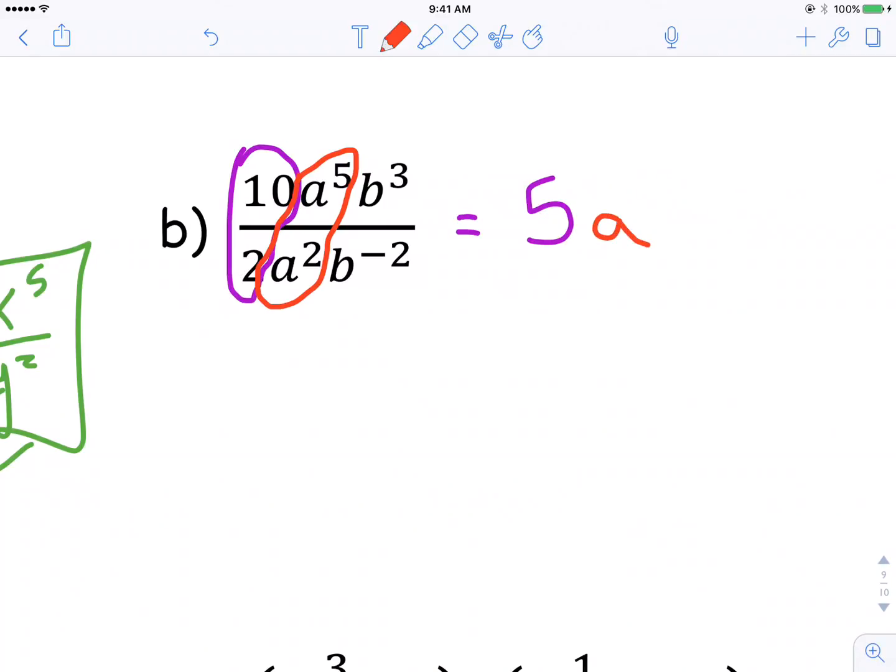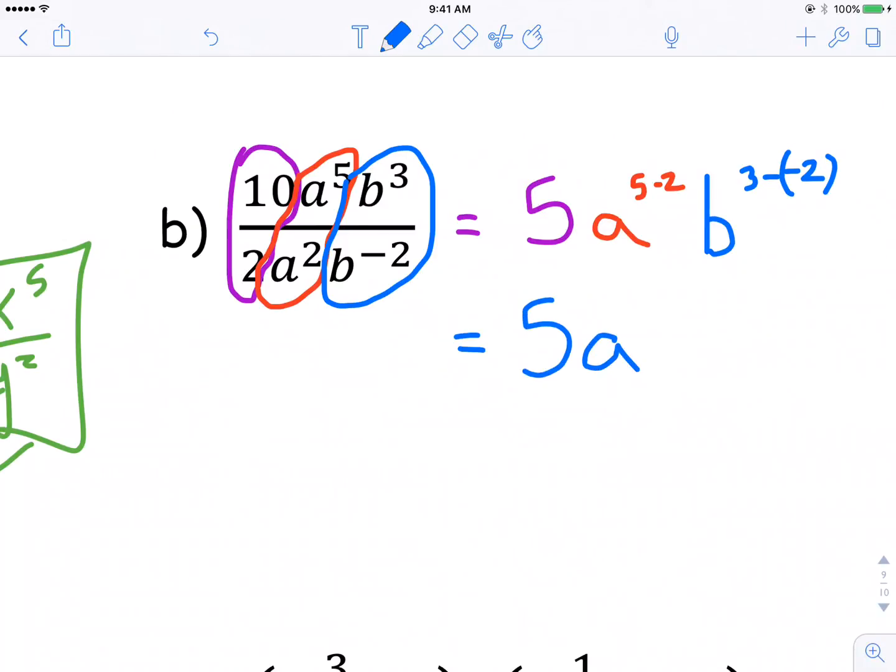This is going to become a to the power of 5 minus 2, and b, let's go with blue. B cubed divided by b to the minus 2 is going to be b to the power of 3 minus a negative 2. So this is all going to become 5a cubed b to the 5th, positive. Done.